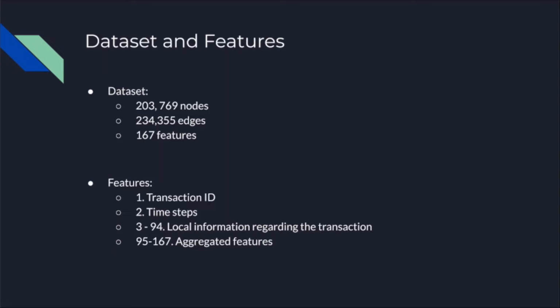Features 3 through 94 consist of local information regarding the current transaction, for example, the transaction fee. Features 95 through 167 are aggregated features that are obtained using the transaction information. Due to intellectual property issues, information about features 3 to 167 were not provided.